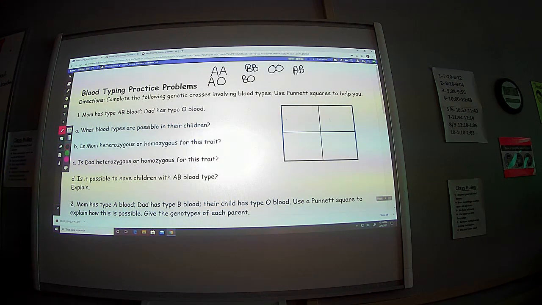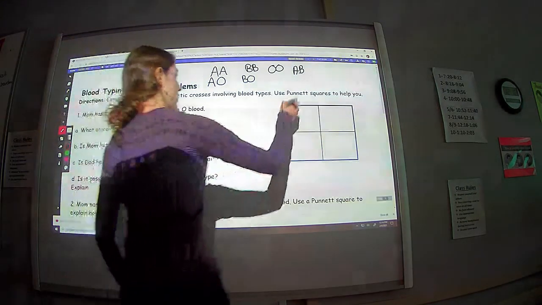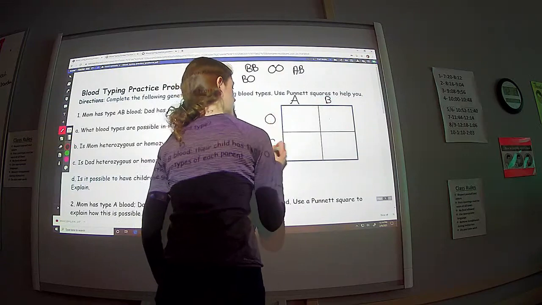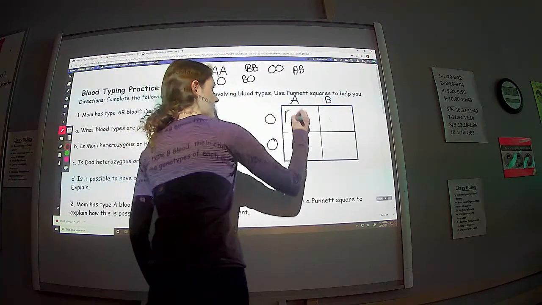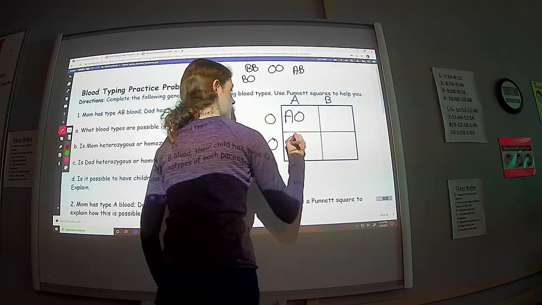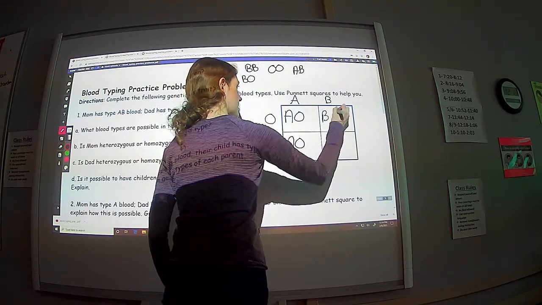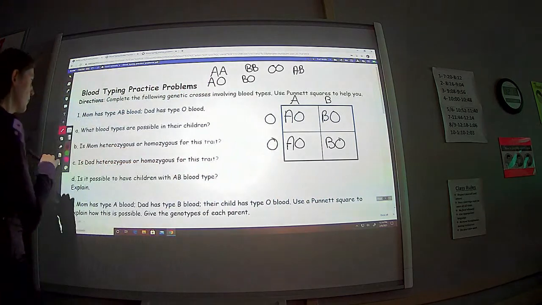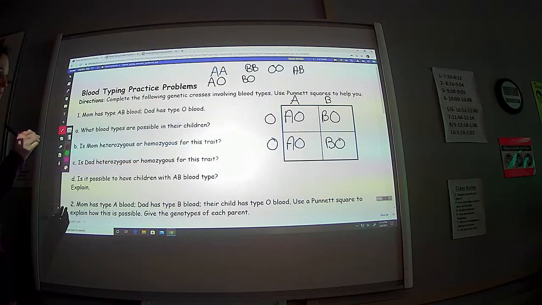So we're completing the following genetic crosses involving blood types. Use Punnett squares to help you. Mom has type AB blood, dad has type O blood. So if mom is AB, I'm going to put her right here. Dad is O, that means he has 2 O's. What are the blood types that are possible for the kids?